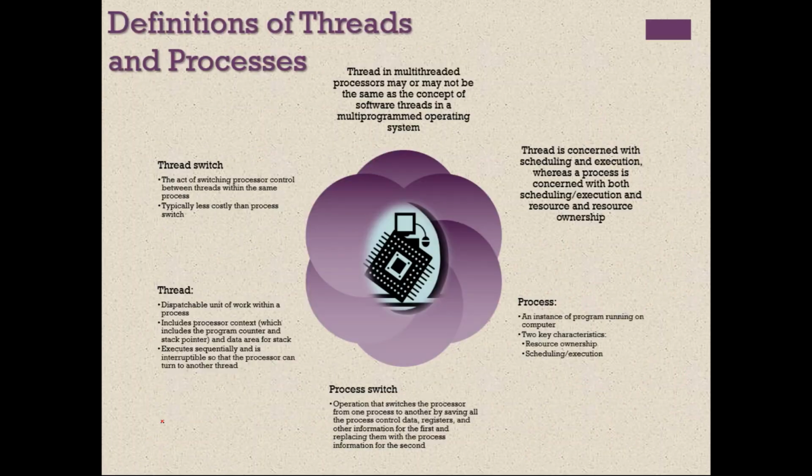So here let us define threads and processes more officially. A thread in multi-threaded processors may or may not be the same as the concept of software threads in the operating system. It may or may not be the same means what? In some cases it is the same, but in other cases it is not. So you cannot say it is exactly the same as in the operating system, but mostly it is similar. At a few places there are some differences. So a thread is concerned with only scheduling and execution.